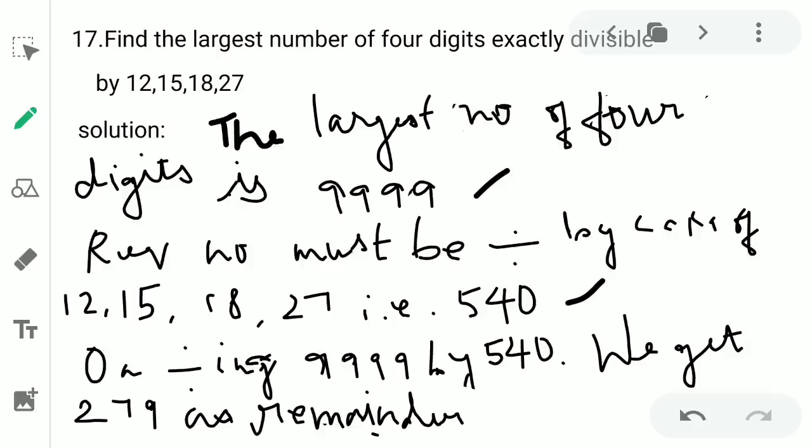The required number must be divisible by 540, right? So we divide 9999 by 540. We get the remainder as 279. When you divide 9999 by 540, we'll get 279 as the remainder.